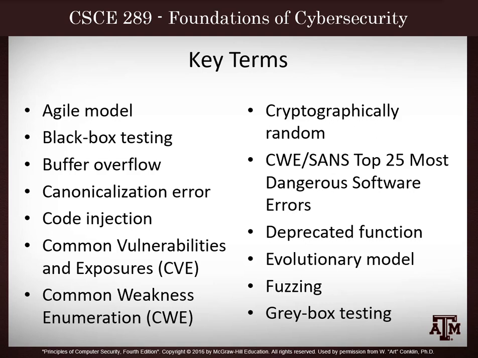Deprecated function is a function that has been superseded and/or no longer fit for use. Evolutionary model is an iterative model designed to enable the construction of increasingly complex versions of a project. Fuzzing, I love fuzzing. It's the use of large quantities of data to test an interface against security vulnerabilities, also known as fuzzy testing. Fuzzy testing in its purest form is throw any kind of file and see what happens.